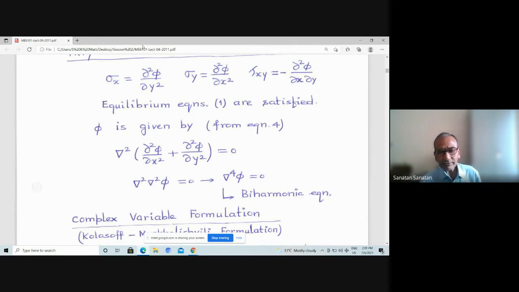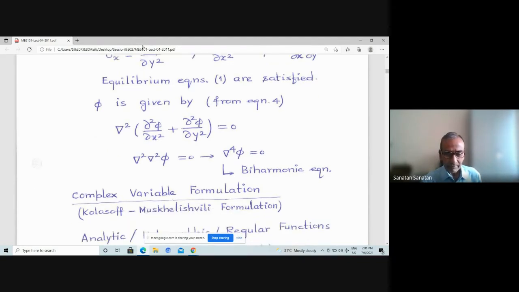So therefore, you see that your stress determination for a particular problem is simply solving this biharmonic equation subject to satisfaction of stresses specified at the boundary. So you have to take this phi function in such a way that it satisfies the stresses specified at the boundary, where stresses are given: sigma x is delta 2 phi delta y square, sigma y is delta 2 phi delta x square, and shear stress is minus delta 2 phi delta x delta y.